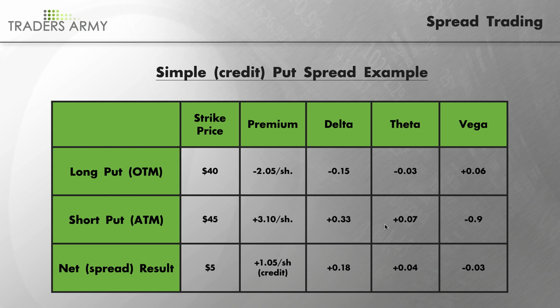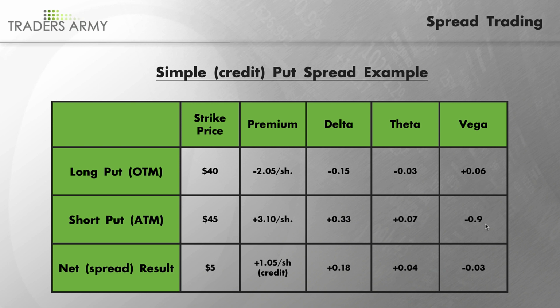Now for theta, we are receiving more theta every day than we are losing in our long options. Therefore, when we have a net theta of positive 4, we are still getting paid 4 cents per day per share to be in this spread trade. So time going by is a positive in this trade.